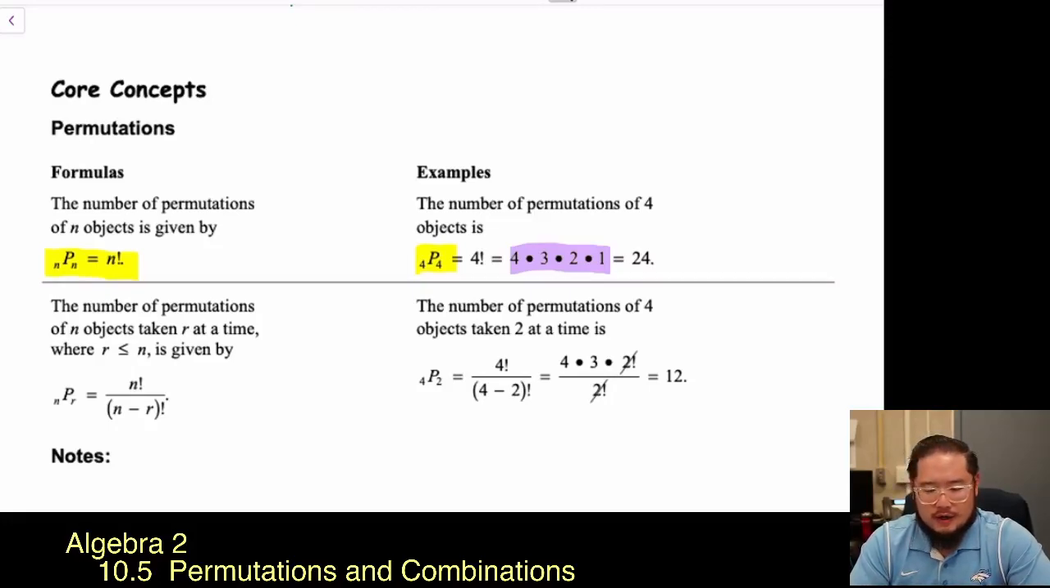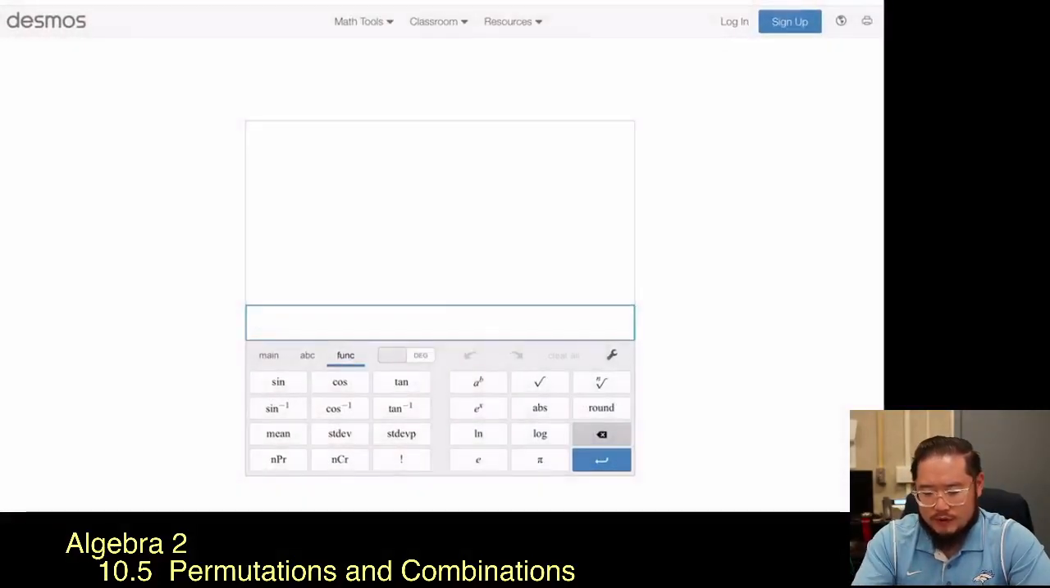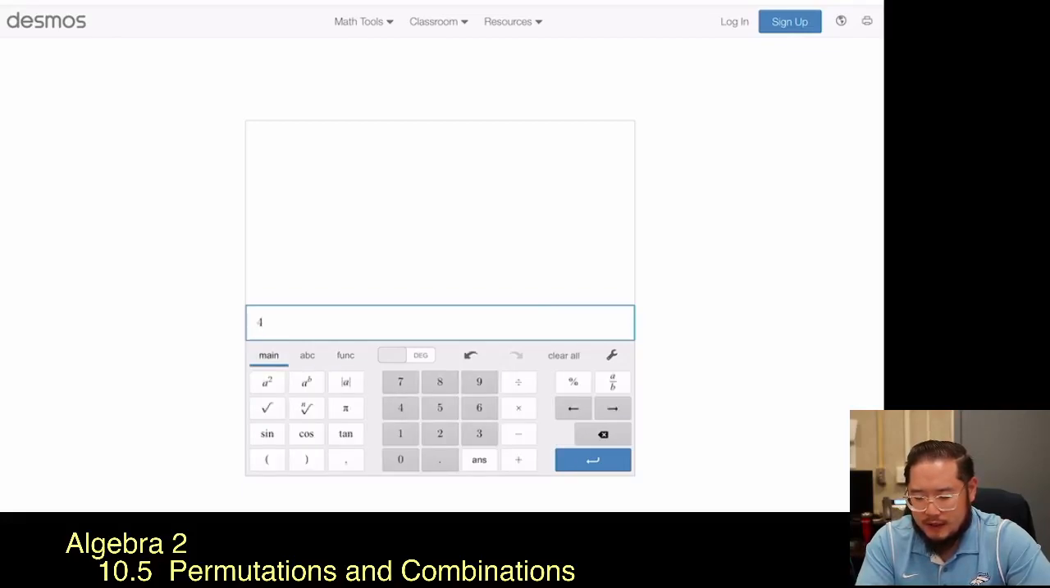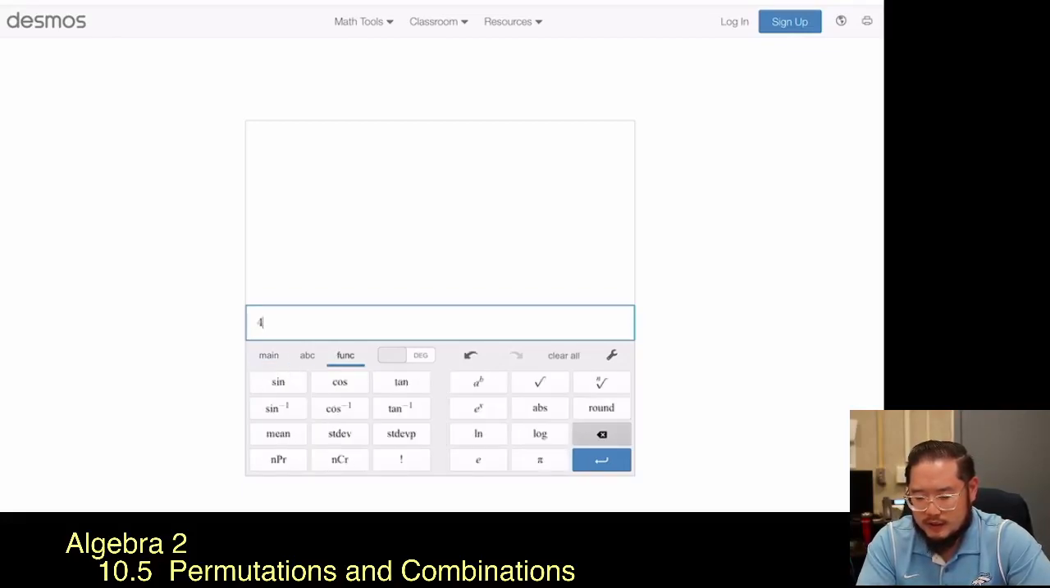If you use your calculator or use Desmos right here, it will do that for you. If we take a look at this calculator on Desmos, you can see down at the bottom there is this exclamation mark. If I put in 4, and you have to go to function and press the exclamation mark, you will see it now equals 24. We also have nPr and nCr, and I'll show you how you can use that in a bit.